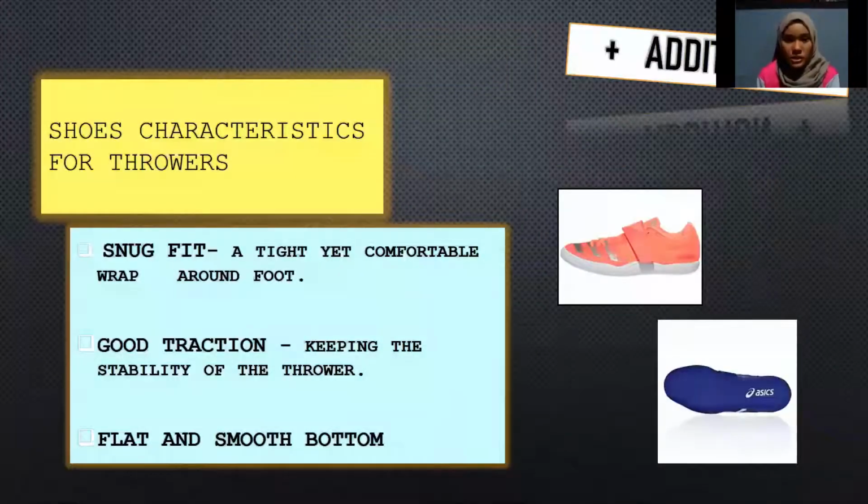Next is shoes. Shoes characteristics. Athletes have to wear shoes with a snug fit, tight yet comfortable, wrapped around the foot, so the shoes will not come off when they spin to throw the discus. And the shoes must have good traction, with a flat and smooth bottom, to keep the stability of the athletes so they will not fall.